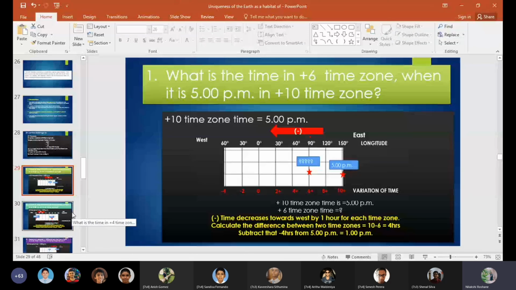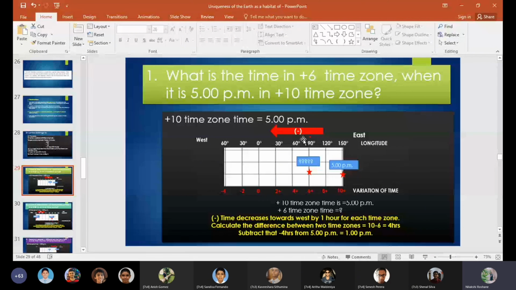Some questions. What is the time in plus 6 time zone when it is 5 p.m. in plus 10 time zone? Let's find out the answer. You have to understand in which hemisphere the plus 10 time zone is located. According to the map, plus 6 is located in the eastern hemisphere, or we can say it is east longitude.